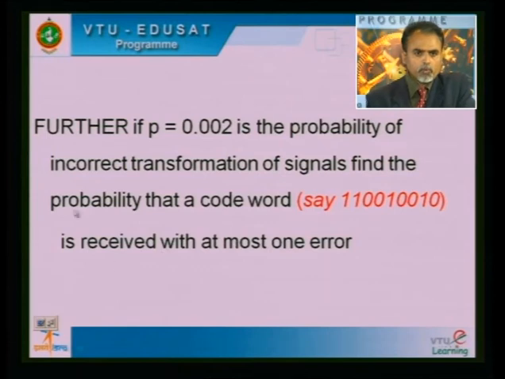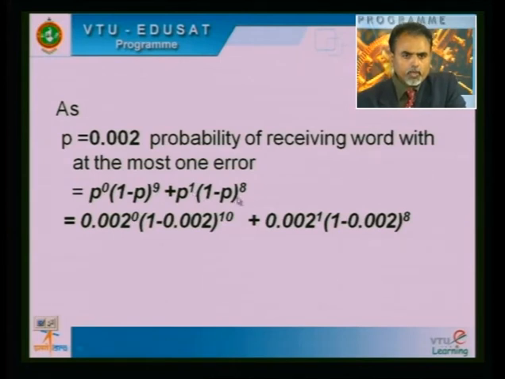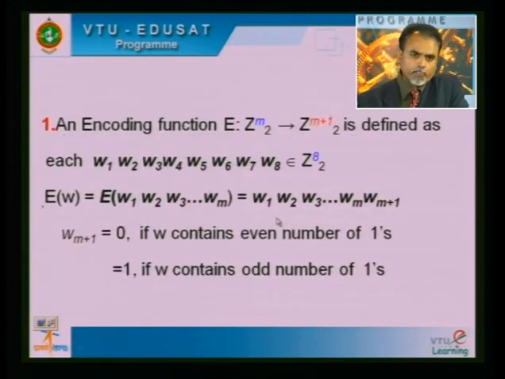Coming back to this probability example, this is extra. Suppose p equals 0.0002, that is 2 in 1000, is the probability of incorrect transmission of signals. Find the probability that a code word is received with at most one error. The code word need not be given here because it is 8 dimensional. At most 1 means 0 or 1. So you can see that at most 1 is 9C0 p^0 (1-p)^9 plus 9C1 p^1 (1-p)^8, which you can multiply. This type of example we have done already. The previous example is not different from this example.